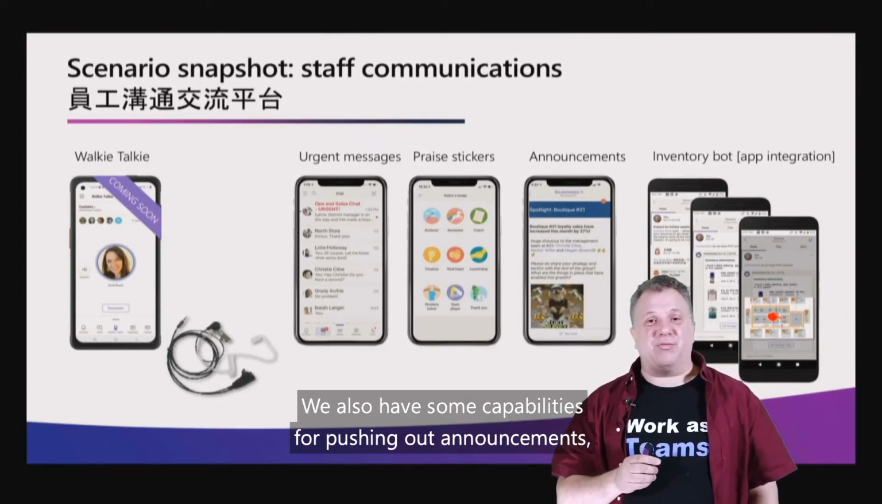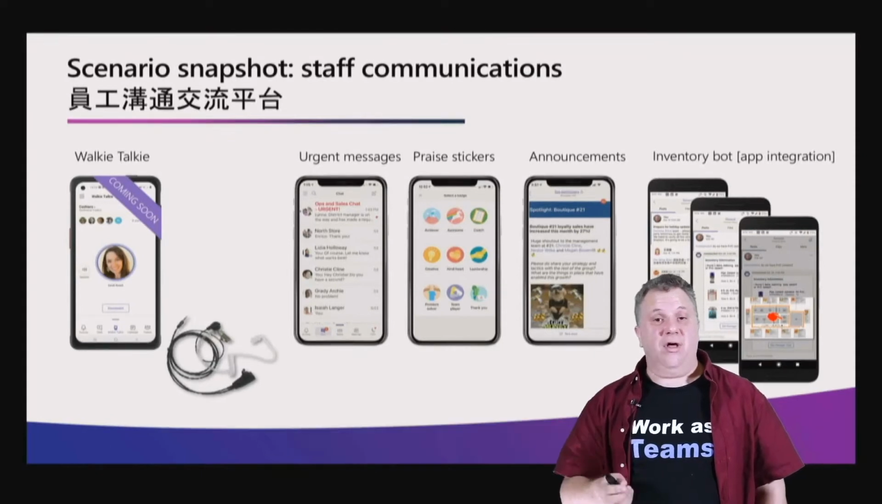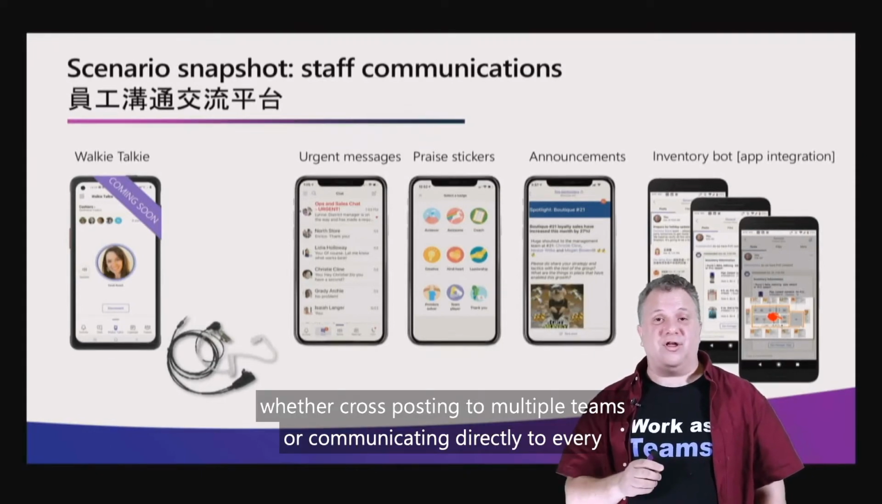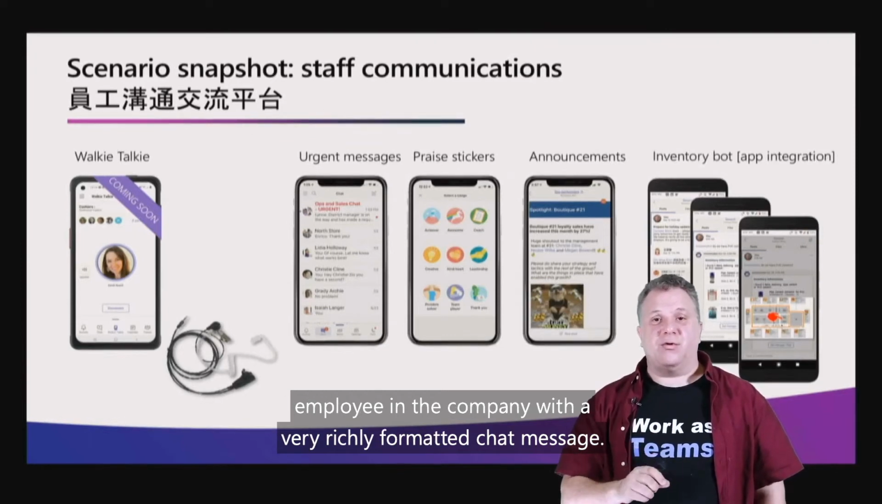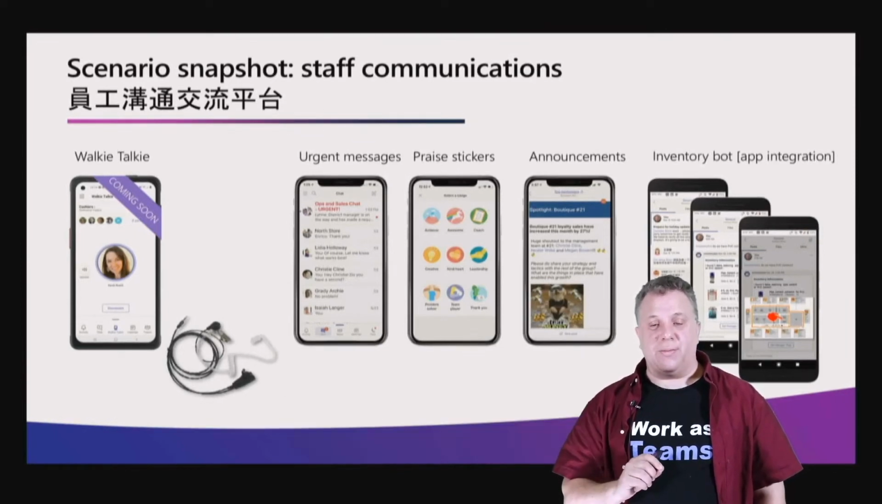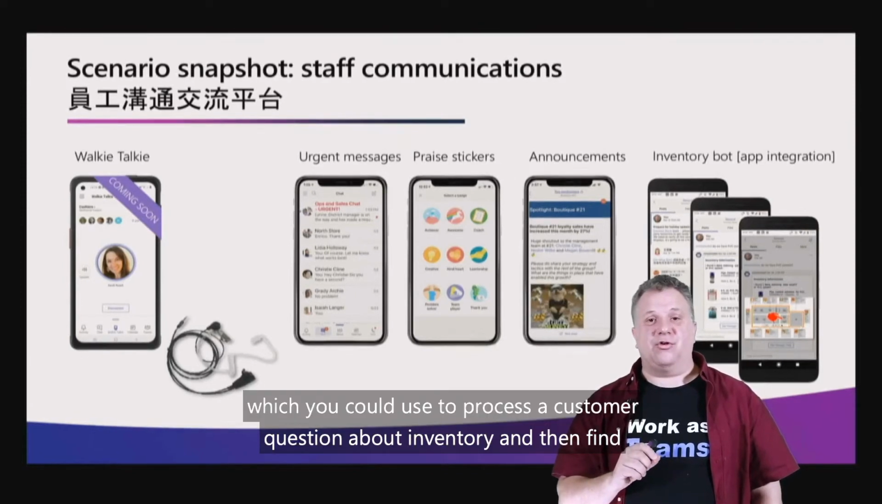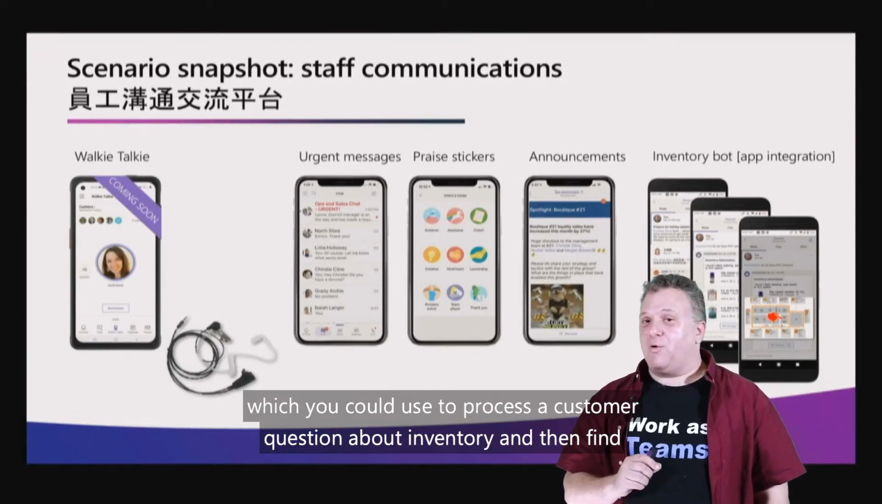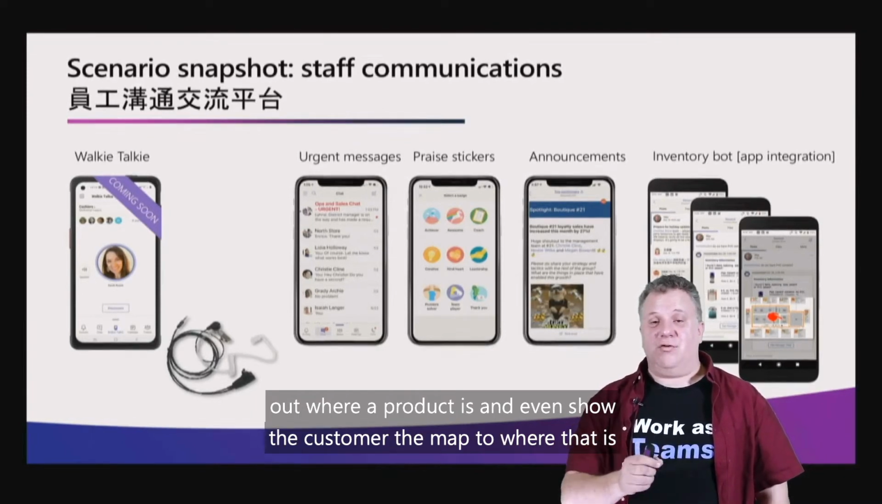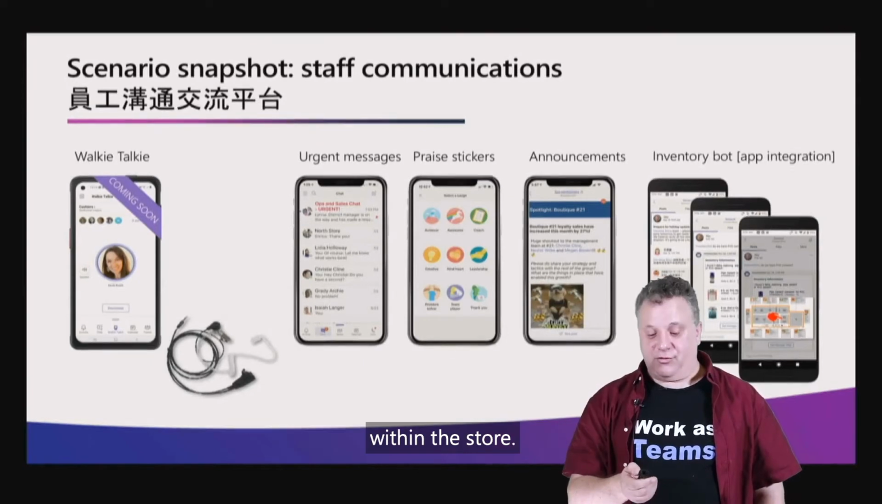We also have some capabilities for pushing out announcements, whether cross-posting to multiple teams or communicating directly to every employee in the company with a very richly formatted chat message. And as I mentioned earlier, you can even do some really interesting app integrations like this inventory bot, which you could use to process a customer question about inventory and then find out where a product is and even show the customer the map to where that is within the store.